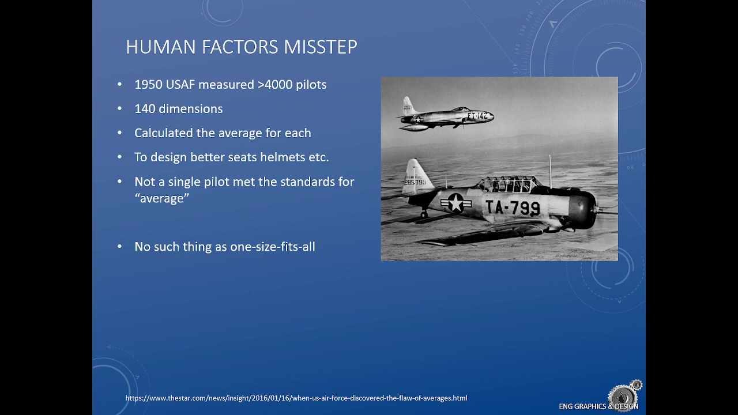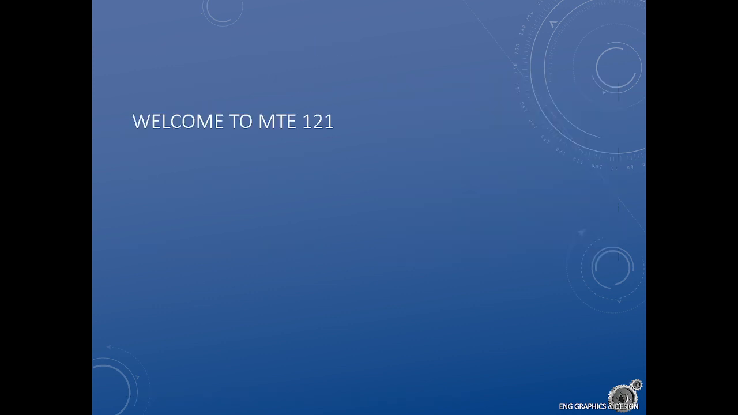And so if you are going to be designing for people, not everything we design is for people to interact with. Sometimes they're gears that go inside machines. But if you're going to be designing for things that interact with people, you have to think a lot about people. All right, let's move on to MTE 121.